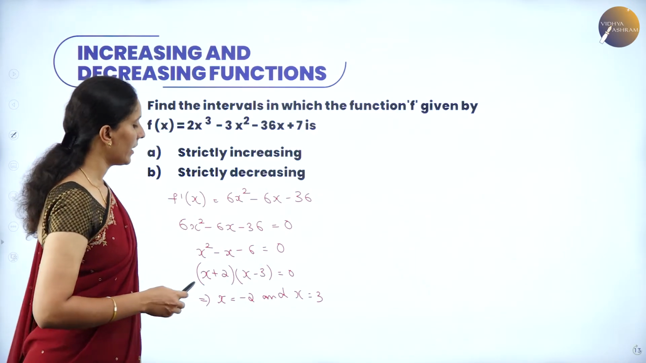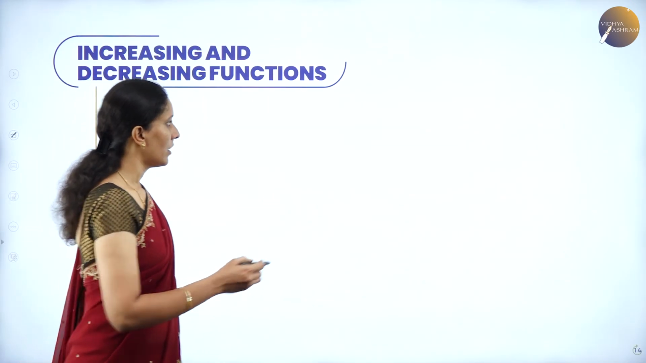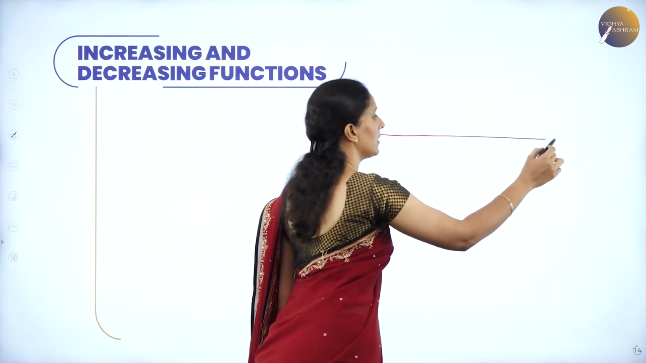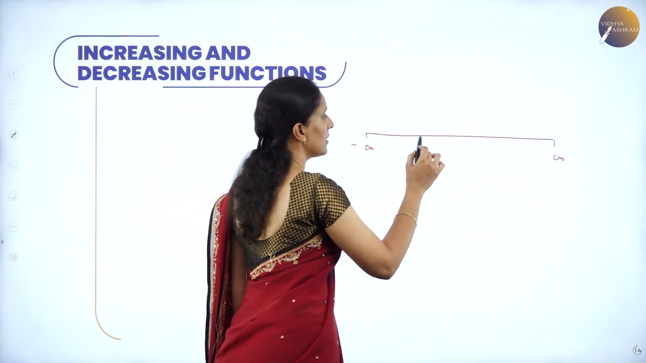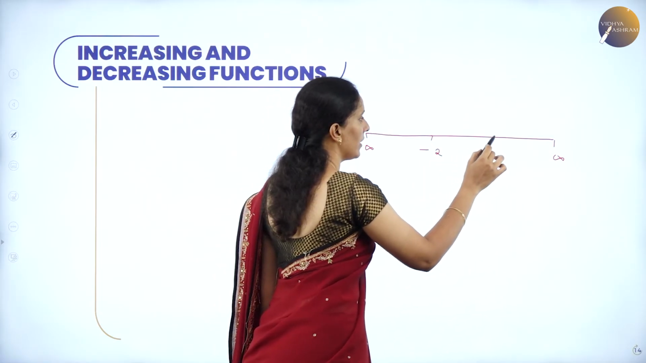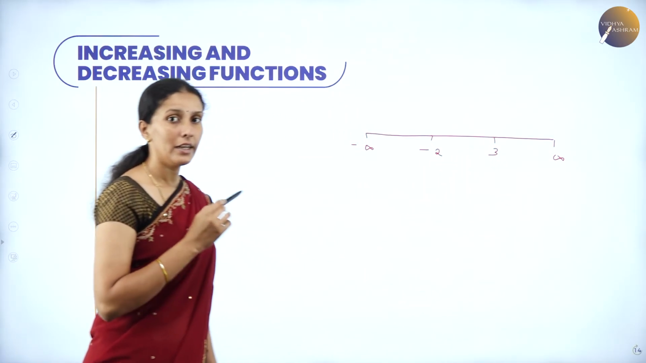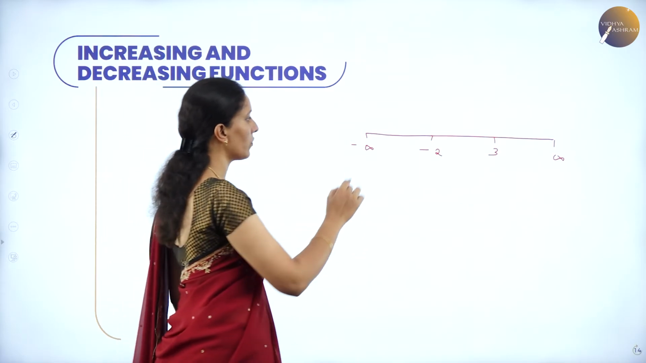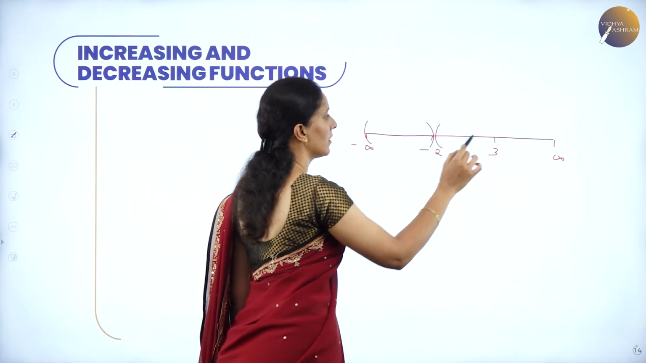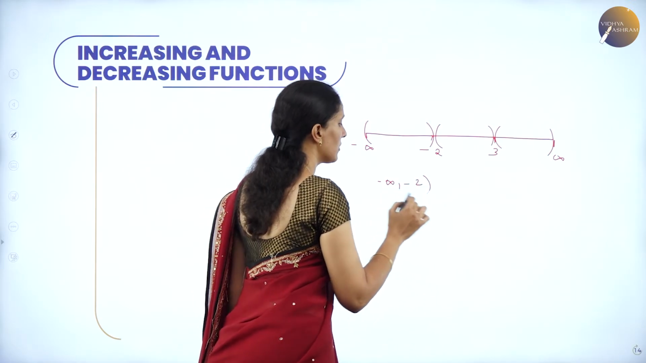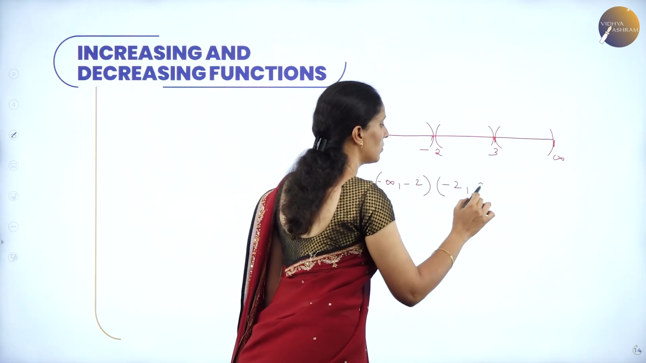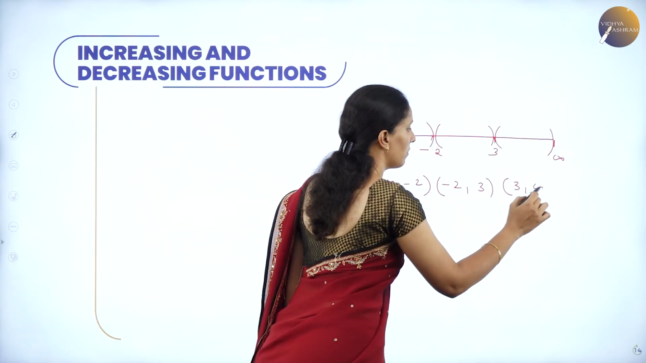Let us divide the intervals in the number line. Now here is our number line. It is plus infinity, minus infinity. Somewhere here we have minus 2 and here is 3. So we can divide the number line into 3 intervals. So what are the intervals we can have here? So from minus infinity to minus 2, from minus 2 to 3 and from 3 to infinity.